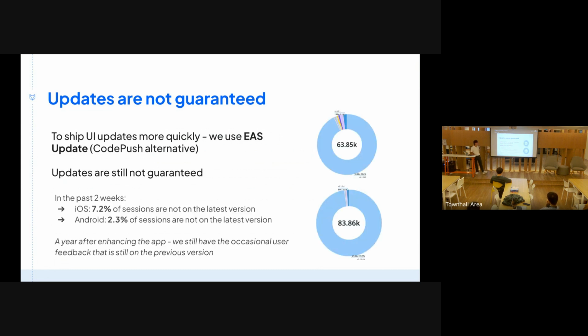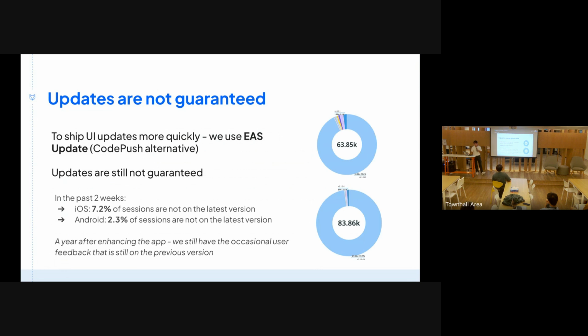If you take a quick look at our sessions on Datadog recently, in the past 2 weeks, there was still about 7% of iOS users and 2% of Android users on older versions. And even anecdotally, even after enhancing the app last year, we still have the occasional user coming up to us and saying, help, we have issues with our app. But when we see the screenshot that they sent us, it was from a version that was uploaded and submitted like 2 years ago. So it can get quite ridiculous sometimes.